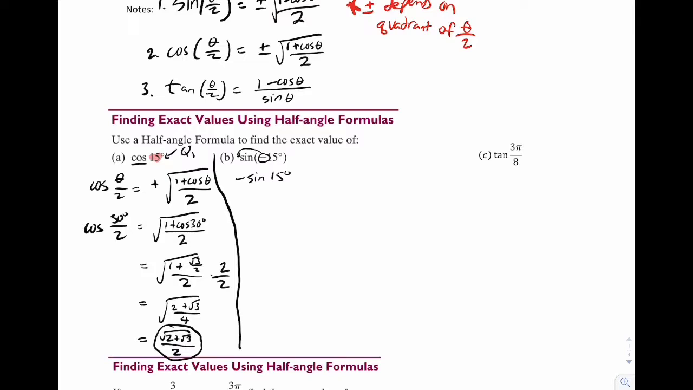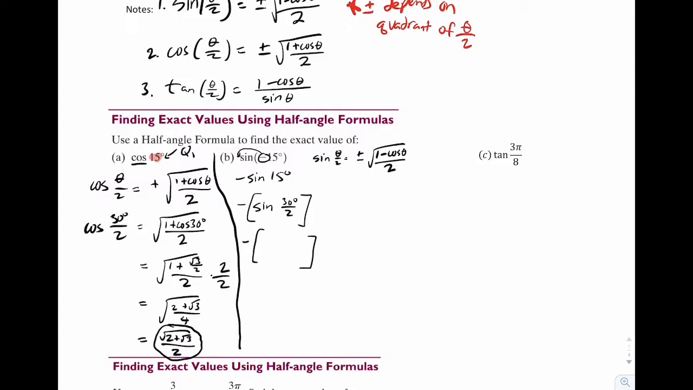So we know the formula. That's going to be sine theta over 2, plus or minus the square root of 1 minus cosine, remember sad sign, all over 2. Let's carry that negative. So sine of 15 degrees, I'm going to write that as sine of 30 over 2. So now carry the negative. Let's work it down.